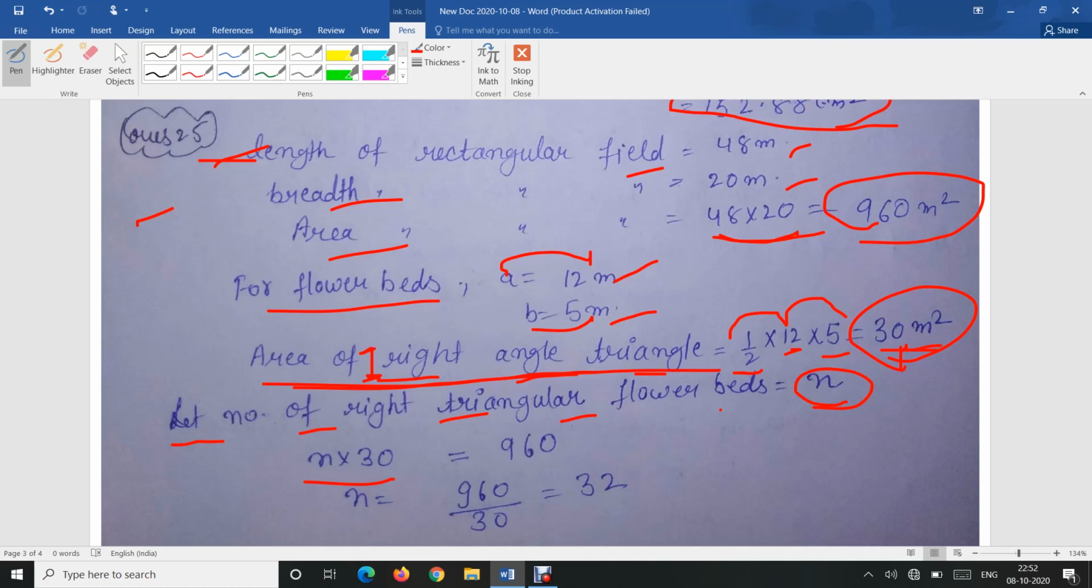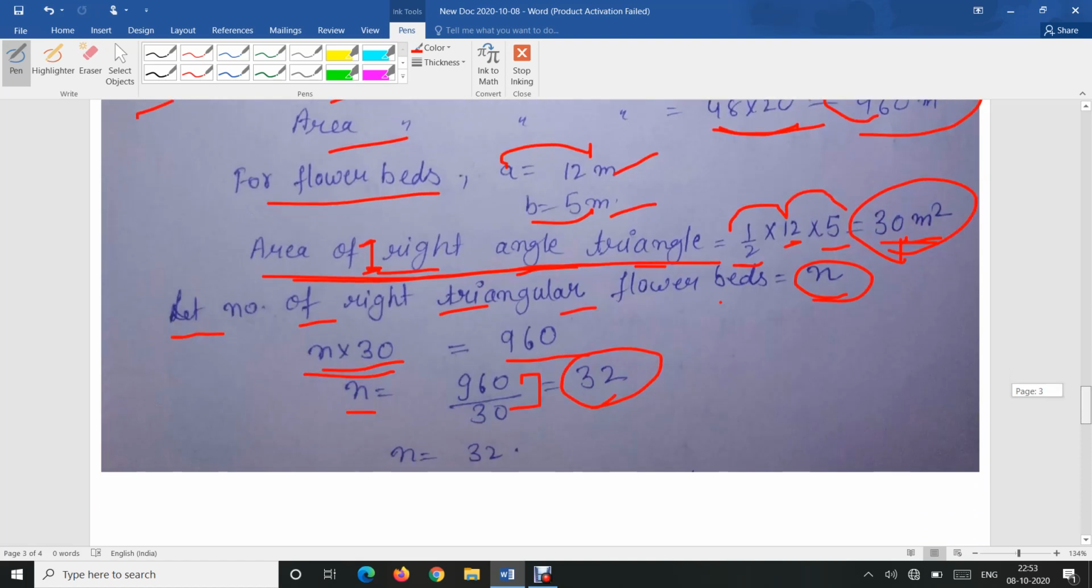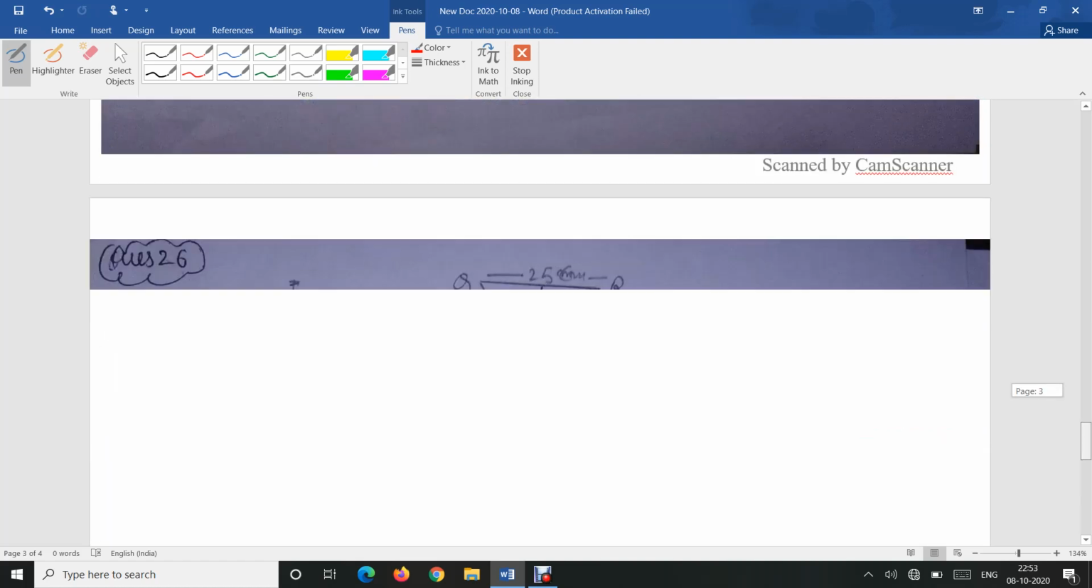That means the total area of all the right angle triangular flower beds will be equal to the area of the rectangular field, and it will be n multiplied by 30 is equal to 960. From here you can find out the value of n, which will be equal to 960 divided by 30, which is equal to 32. That means 32 flower beds would be required.